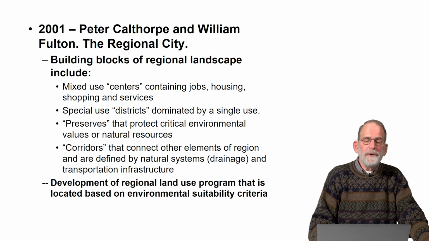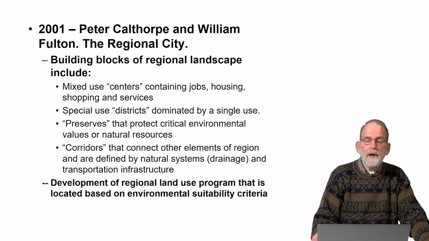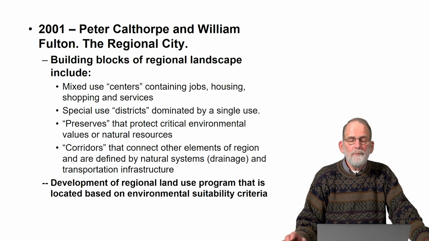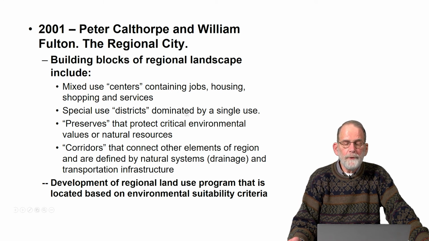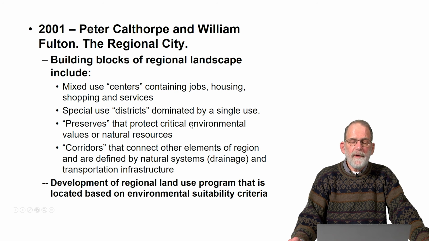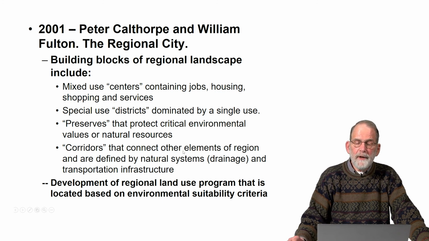Finally, the last project that I want to talk about is a project based upon a book written by Peter Calthorpe and William Fulton in 2001 called The Regional City. In this book, they identified the building blocks of regional landscape as including mixed-use centers containing jobs, housing, shopping, and services, special use districts dominated by a single use, preserves that protect critical environmental values or natural resources, and corridors that connect elements of the region and are defined by natural systems and transportation infrastructure.